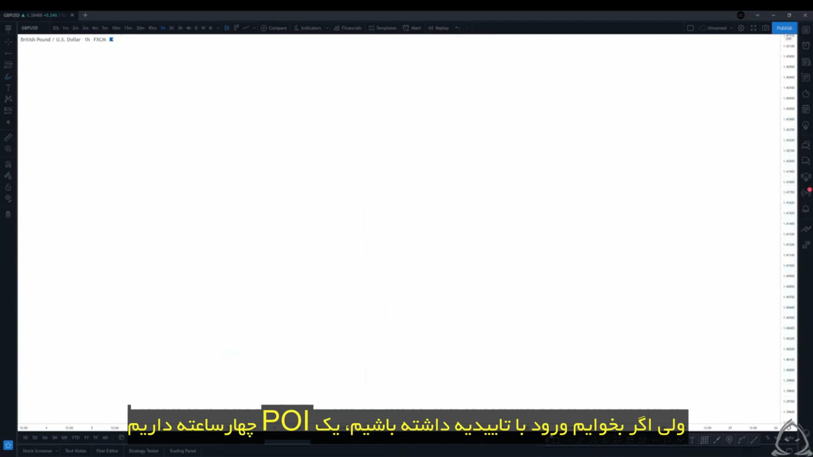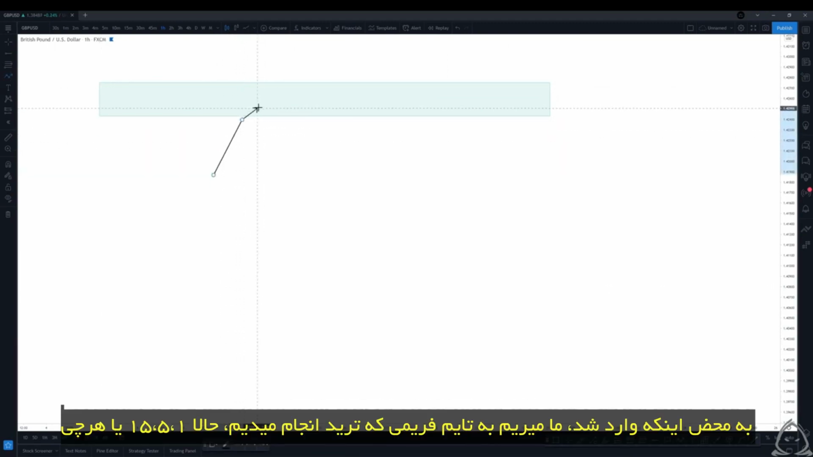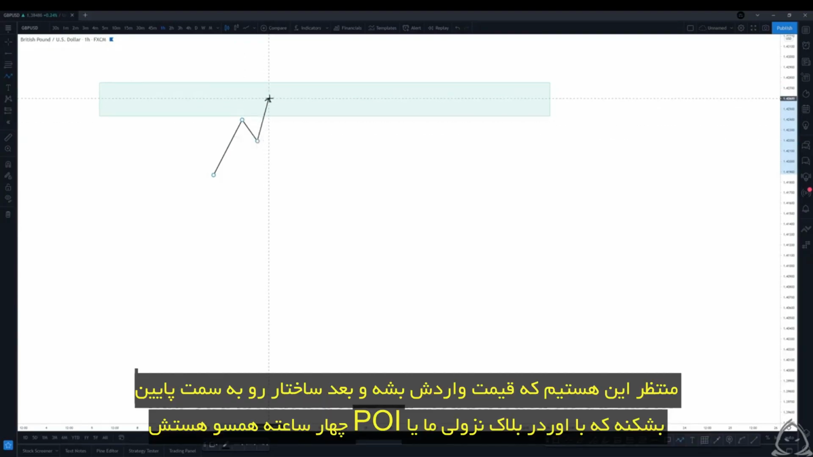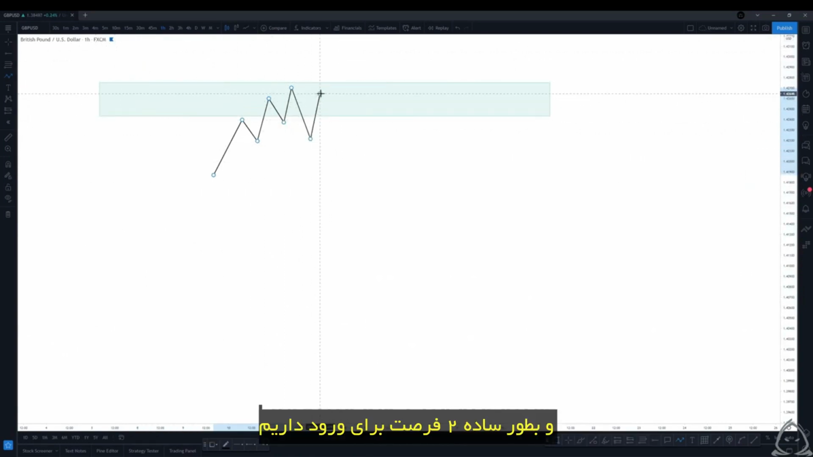But if we want to look at a confirmation entry, we'd have our 4-hour point of interest, and we'd be waiting for price to come back to it. And as soon as it taps into that, we would drop down to our execution time frame, whether it's a 15-minute, a 5-minute, a 1 minute, or anything like that. And we're waiting for price to tap into that and then break structure to the downside, which is in line with our bearish order block, our 4-hour point of interest. And basically we're presented with two entry opportunities.